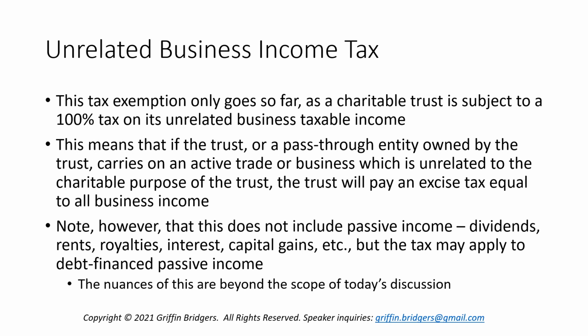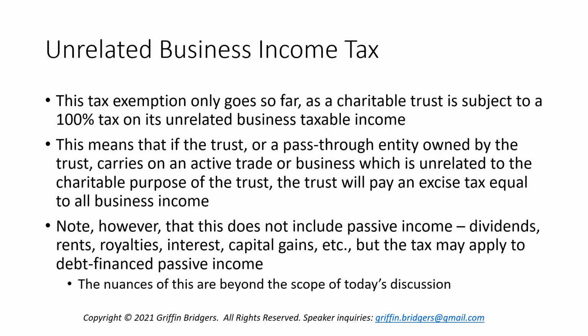And what that means is that if the trust or a pass-through entity owned by the trust carries on an active trade or business, and the purpose of that trade or business is unrelated to the charitable purpose of the trust, which is typically going to be the case, then the trust will pay an excise tax that's equal to all of the unrelated business income earned by the trust or passed through to the trust from a pass-through entity.